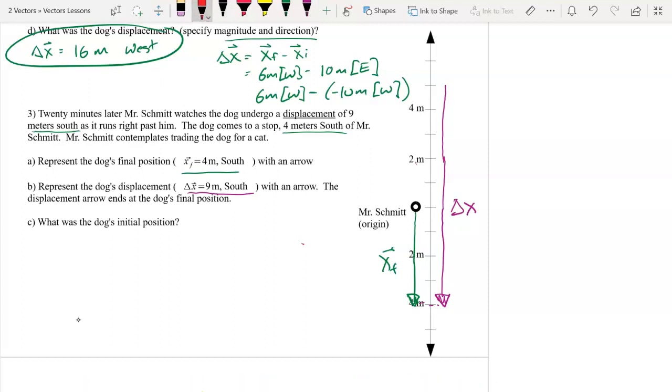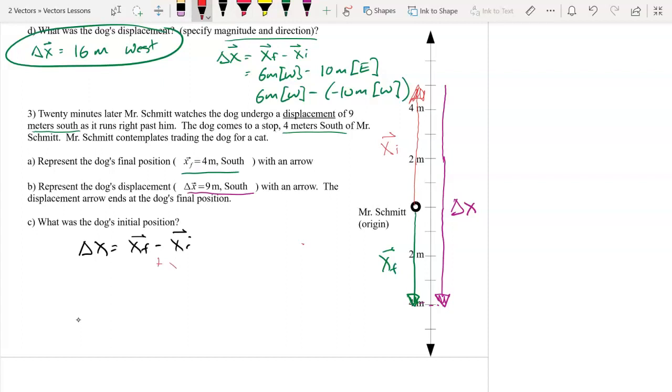And now we can draw on this diagram a vector to represent the dog's initial position. This is x initial here. And you can see that it's 5 meters north from the diagram. Let's calculate it with the formula. So we have delta x equals x final minus x initial.